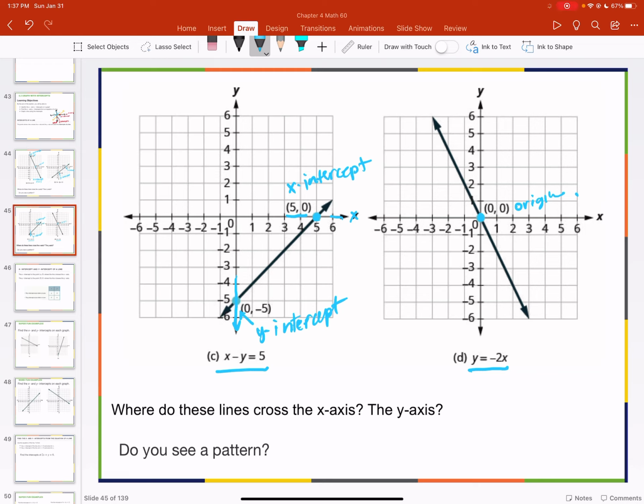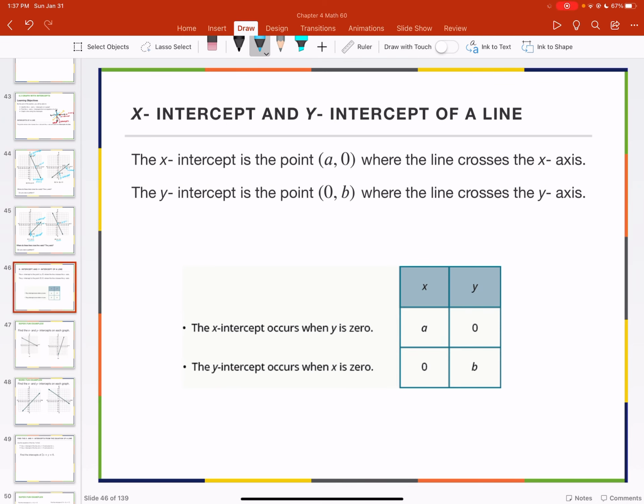Okay, so you can kind of see the pattern here. If you have an x and a y intercept that's not the origin, you have a value for x, but y is 0. So y equals 0 gives the x-intercept. To find the x-intercept, you let y equal 0. To find the y-intercept, you let x equal 0, and that gives you the y-intercept. So it's backwards, right? Y leads us to x, and x leads us to y. Okay, so let's go ahead and use that fact.